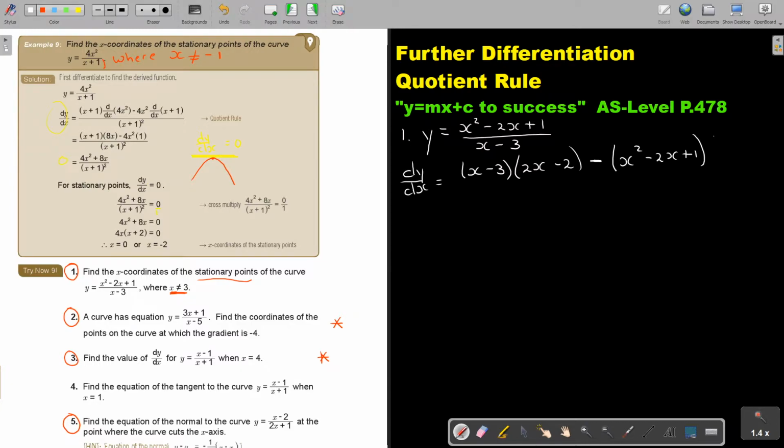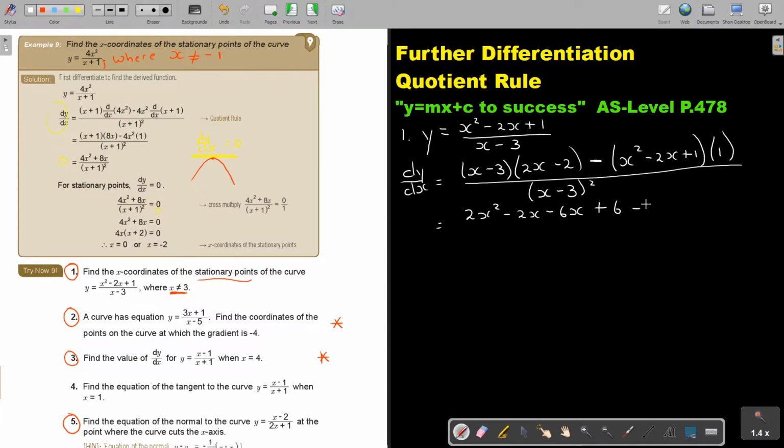And I differentiate the denominator. And I put it over, and I take x minus 3 and I square it. Okay, now I can basically just simplify. So if I multiply out, I'm going to get 2x squared minus 2x minus 6x plus 6. This is just 1, so it's nice.